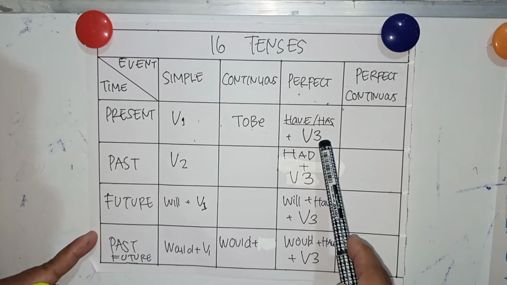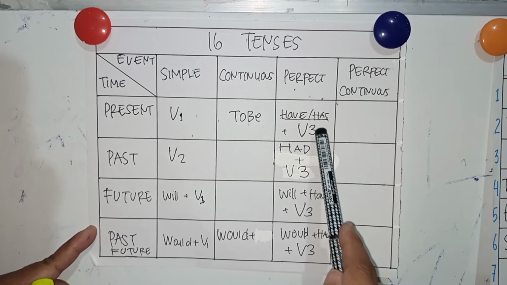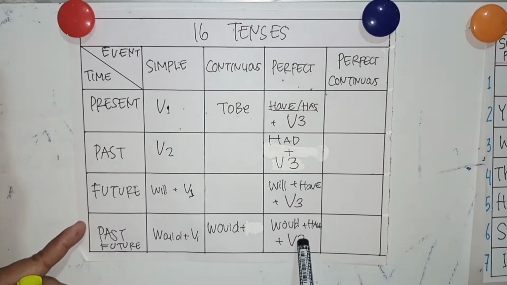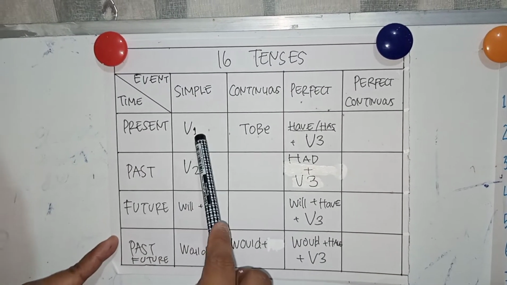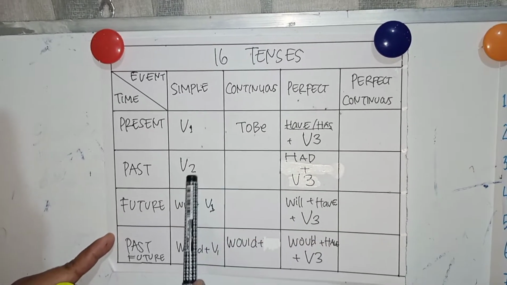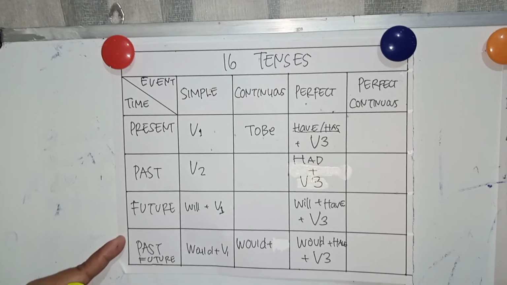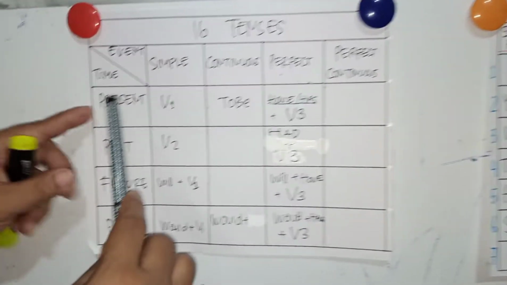Pay attention, every time there is perfect in the tenses, it will be followed by verb 3. And if it is in the present, it will be using verb 1. When it is in the past form, it will be using verb 2. So, the next is the perfect continuous.